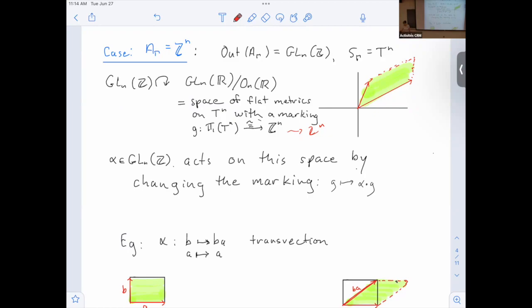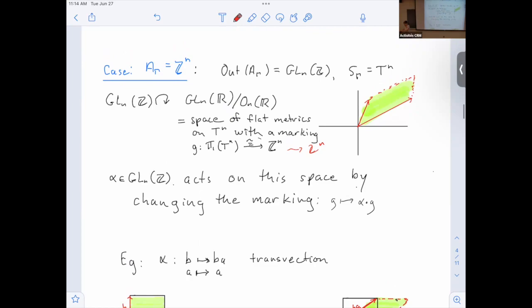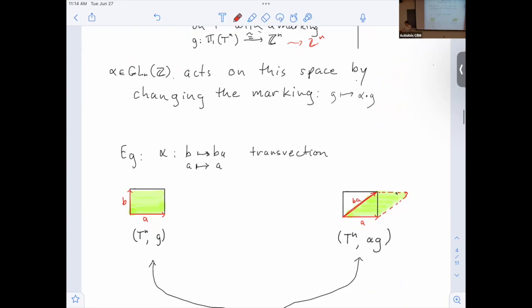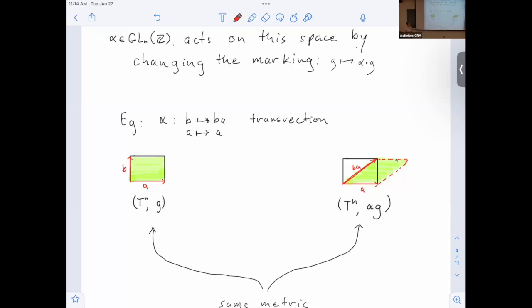Okay, so let's now think about this whole space. A particular point in this space is a choice of flat metric. So let's take a nice simple point: the orthogonal metric on the torus. I'm going to start with the orthogonal metric and my choice of generators a and b. Now suppose I act by an element of GL_n(Z) on it. For example, I could take what's called a transvection, which takes b to b times a and leaves a alone. So what do I get?